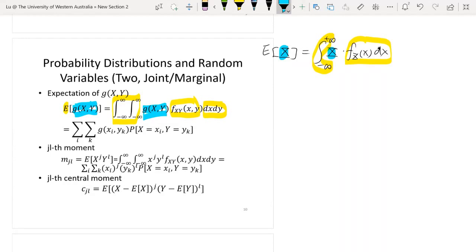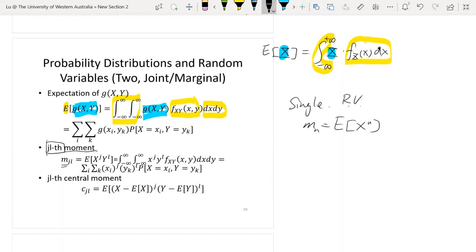Next concept is called the JL's moment. Moment has already been introduced in lecture 1. So we said, for the single random variable case, the moment is equal to the expectation of x to the power of n. For the double random variables case, the moment remains the same. It's still using m to denote the moment. Why do we call that the JL's moment?